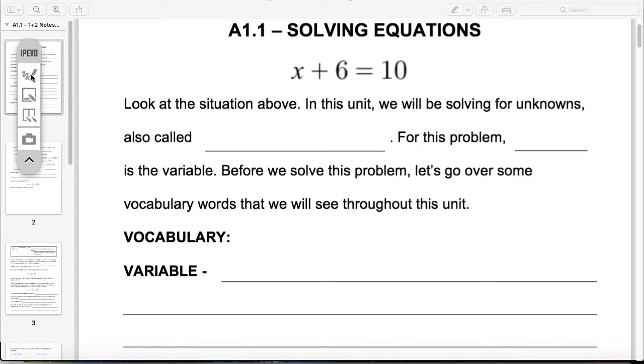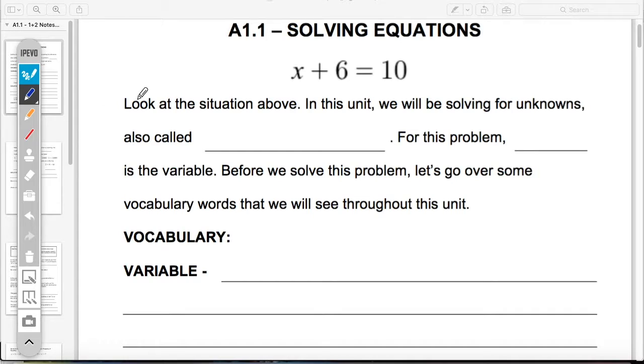This is Biddeford High School Graduation Standard A1.1 Solving Equations. So let's take a look at this example right here. We have x plus 6 equals 10. This really shouldn't mean anything to you right now. It's just the example that we'll keep coming back to, to learn how to solve single variable equations with one operation.